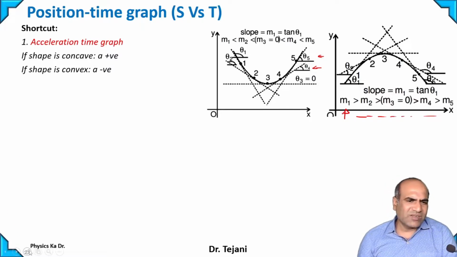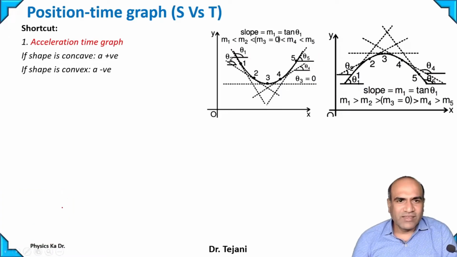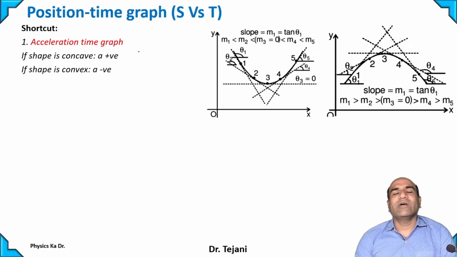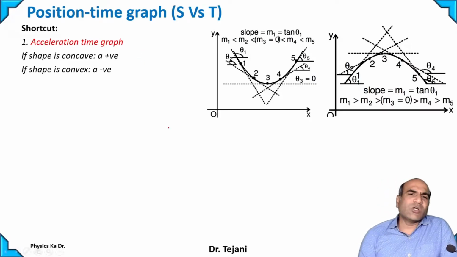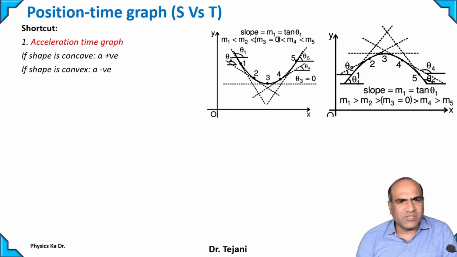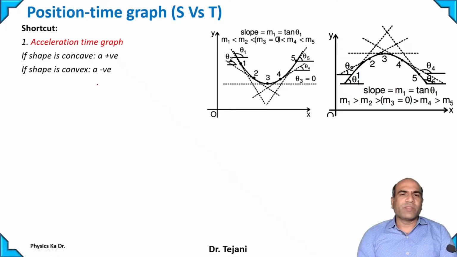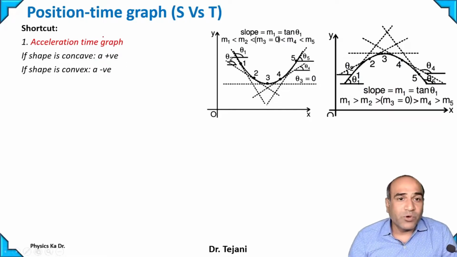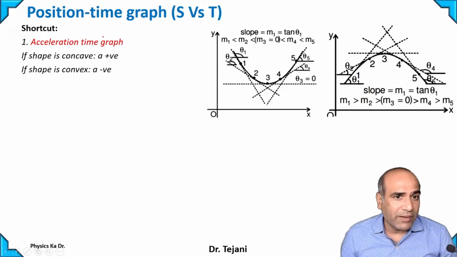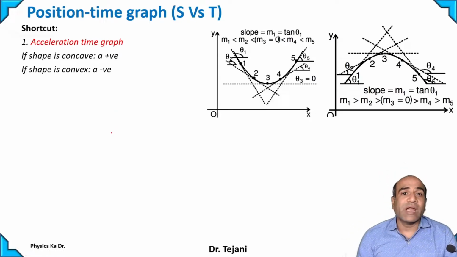You may try it by yourself also. So this is a shortcut: when there is a concave shape of graph, there is positive acceleration. Or vice versa. If acceleration is positive, the graph is concave, and if acceleration is negative, the graph is convex. Which graph? Position-time. We are talking about the position-time graph.